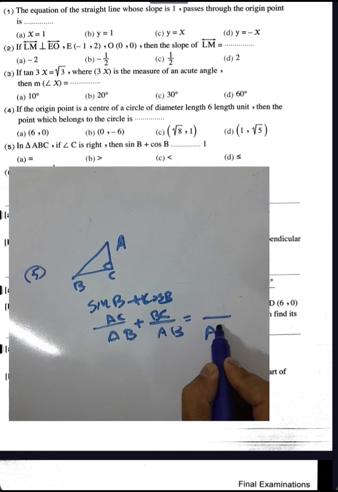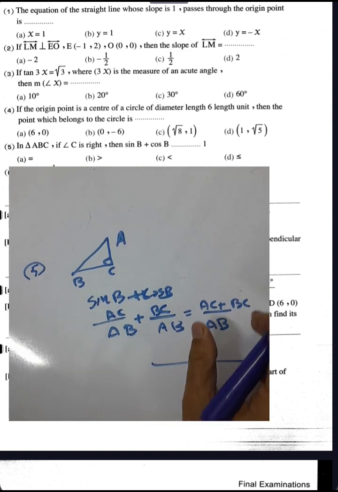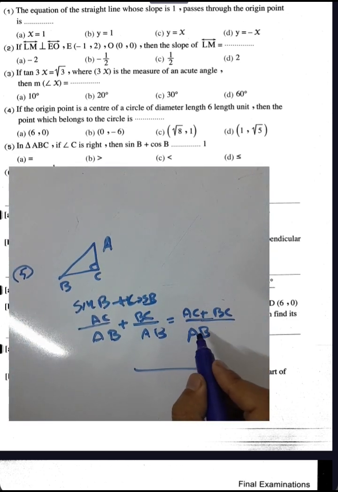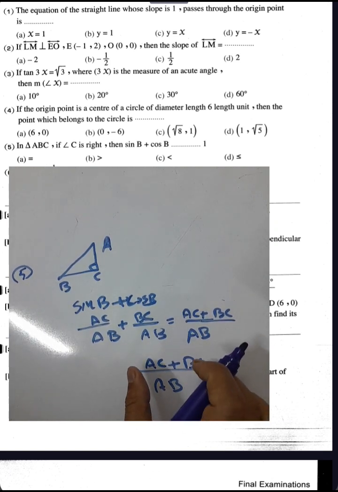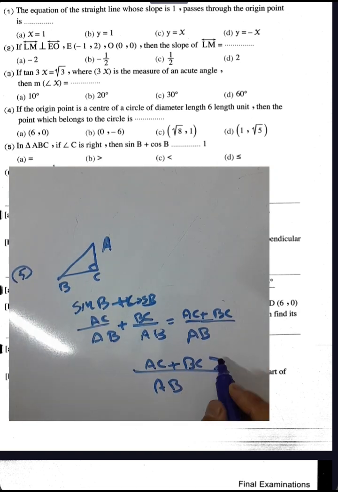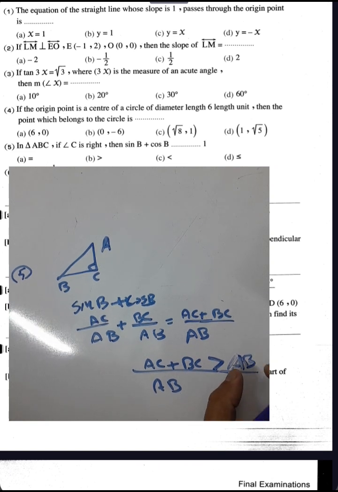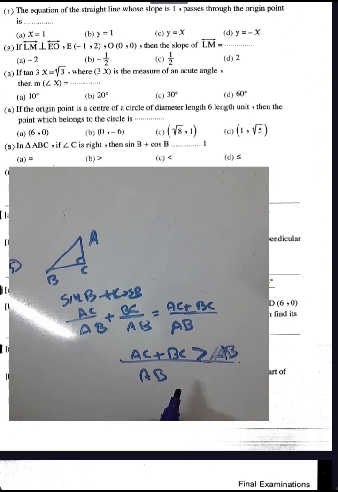Then we can write AB in the denominator and AC plus BC in the numerator. We can add the two parts here: AC plus BC. We know from the triangle inequality that in a triangle, the sum of any two sides is greater than the third. Then you can cancel this number by this number. This number is greater than AB. Then you can cancel AB by AB, and the result will be greater than 1. Choose letter B for question number 5.